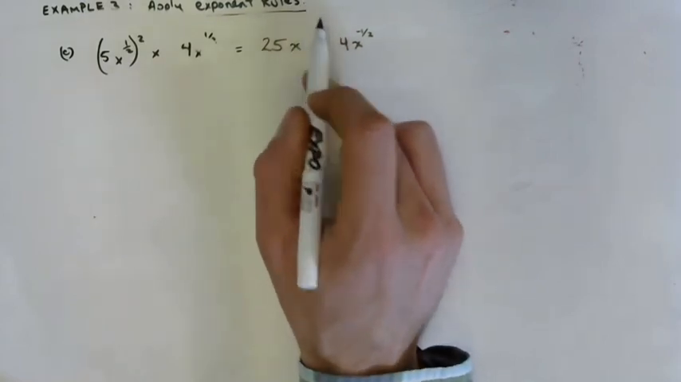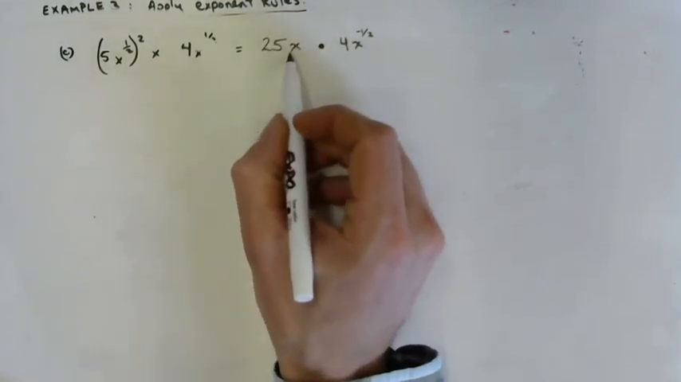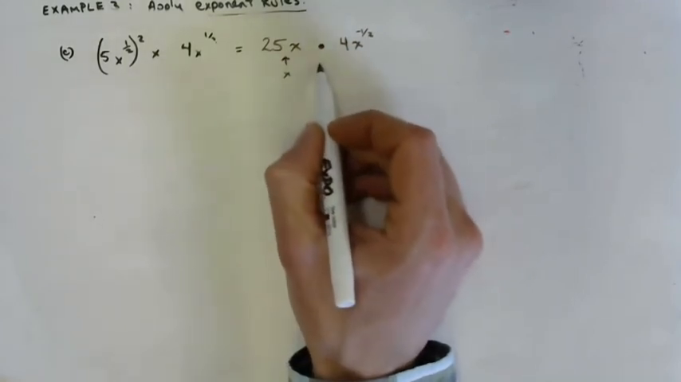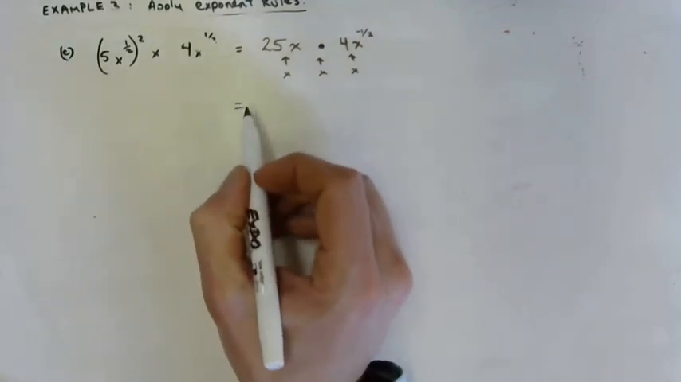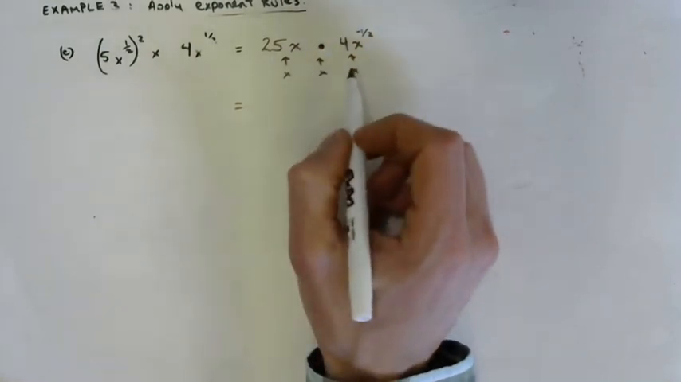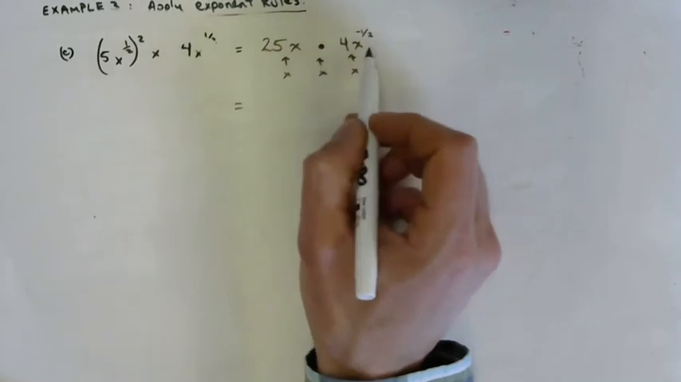But what's true about multiplication? Actually, maybe say it this way. How are these guys joined? Multiplication. How are these guys joined? Multiplication. And multiplication is commutative, which means I can rewrite these in any order I want. So I can deal with my numerical pieces together, and I can deal with my x's together.